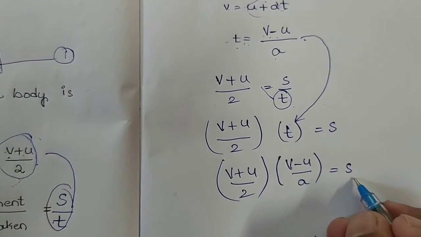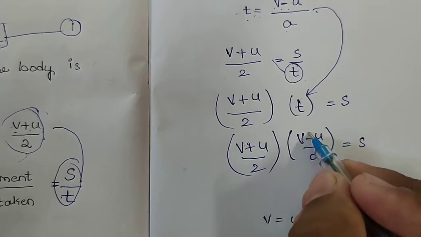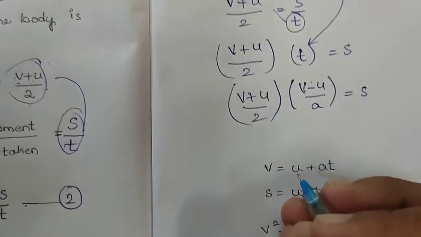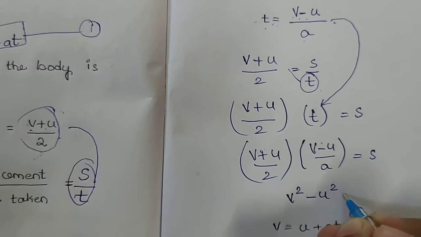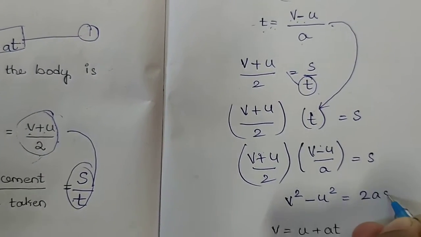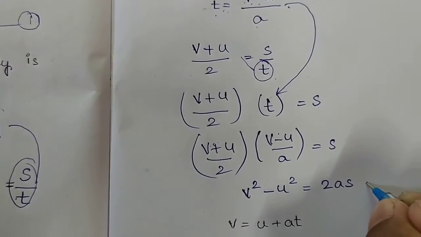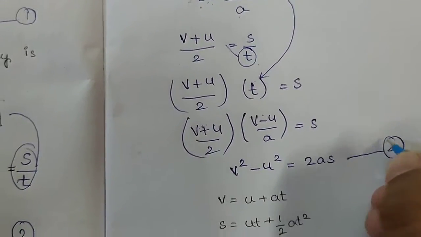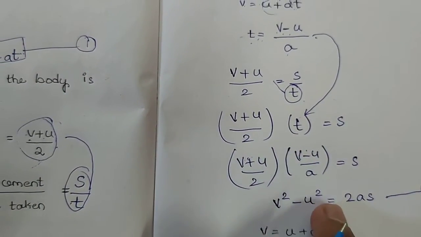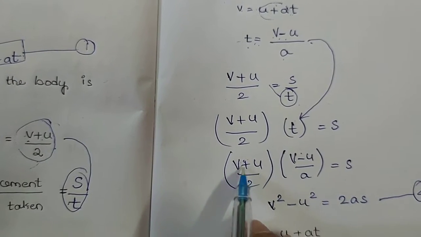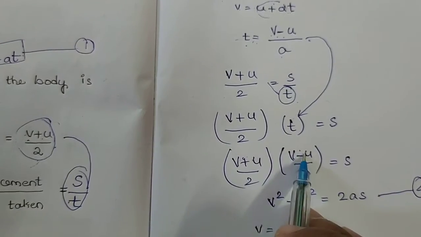I got this equation. Now if I simplify, if I multiply these terms with these terms, finally I'll get v square minus u square is equal to 2as. So this is the equation which I'll get. This is my equation number 4. So to derive this equation from this equation, what we have to do? We have to multiply both the terms together.